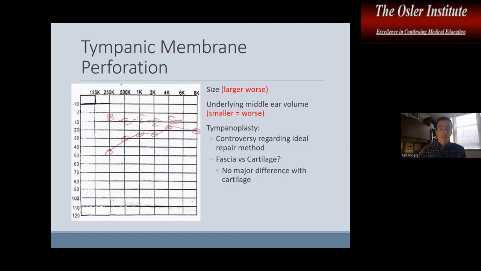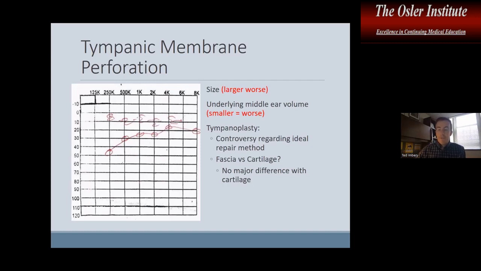Tympanic membrane perforations. Classically, these patients are going to have worse hearing in the low frequencies. So in terms of some of the variables that affect the hearing, size, as well as middle ear volume. So size, again, larger perforations will have typically larger air bone gaps. And then I think the variable that we are learning more about and maybe don't appreciate as much is the middle ear volume. And so a smaller middle ear volume is going to have typically a worse associated hearing loss.